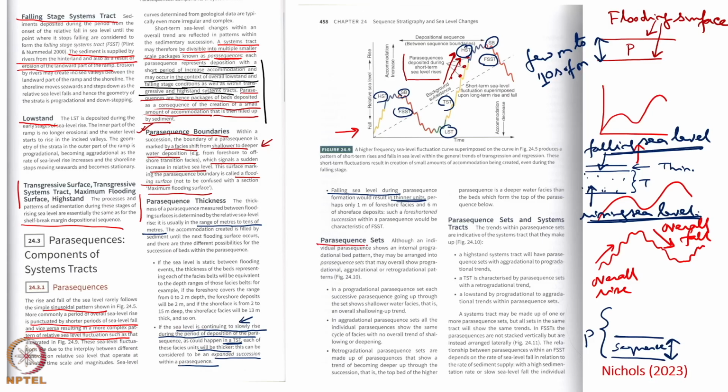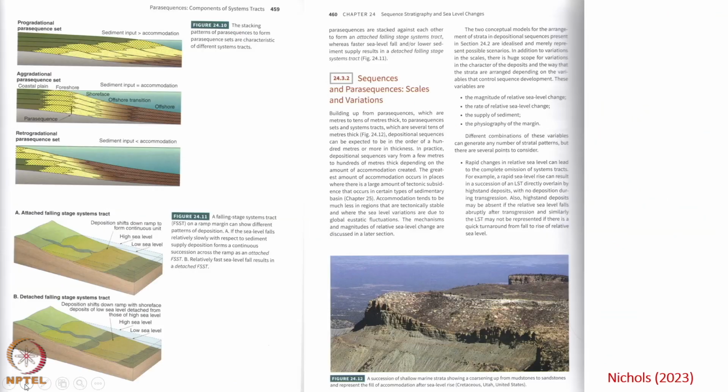There are three kinds of parasequences: progradational parasequence, aggradational parasequence and retrogradational parasequence. In case of a progradational parasequence, each successive parasequence going up through the set shows shallower water phases. This is the example of progradational parasequence.